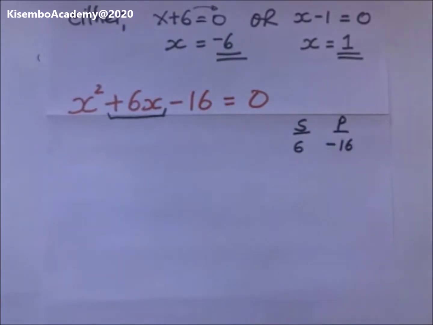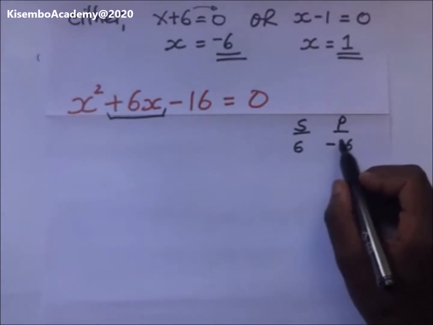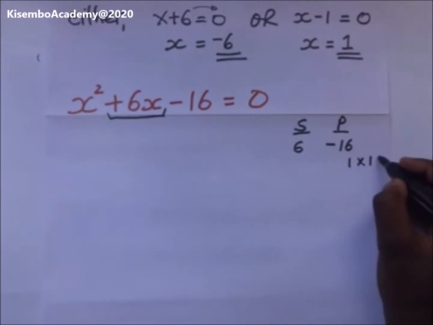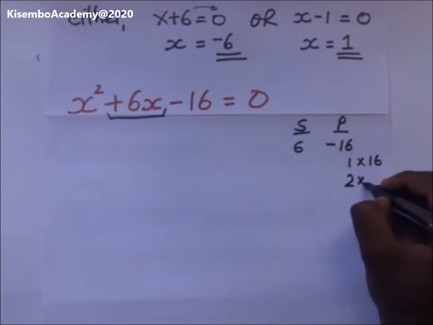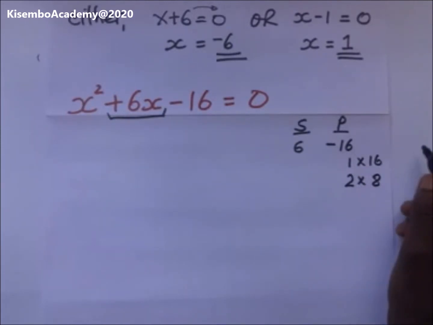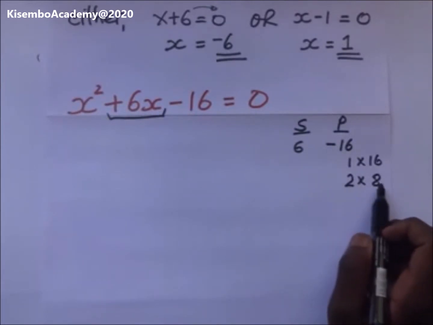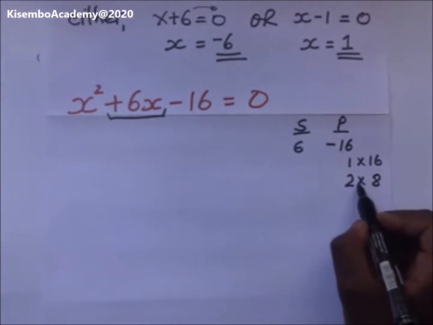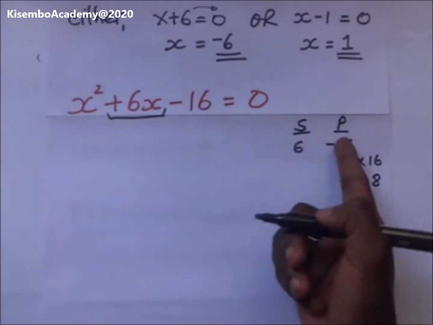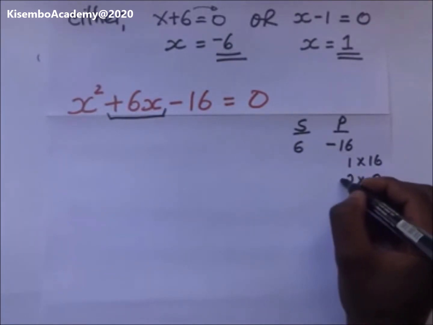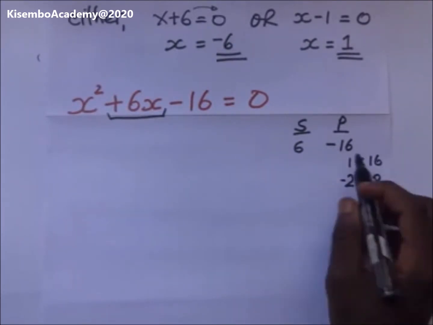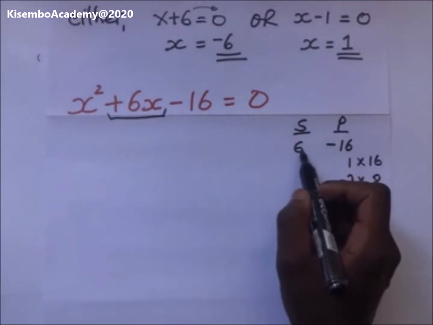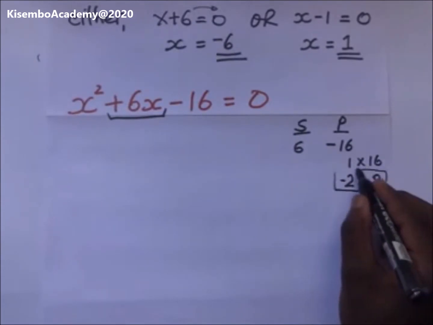How do we get those two numbers? We get those two numbers by evaluating the factors of 16. Among the factors of 16, we have 1 times 16, then we have 2 times 8. Now if you look at 2 and 8, they can give us what we want. If we made 2 a negative, negative 2 times 8 gives us negative 16. Negative 2 plus 8 gives us positive 6. So we shall go with these two factors of 16.